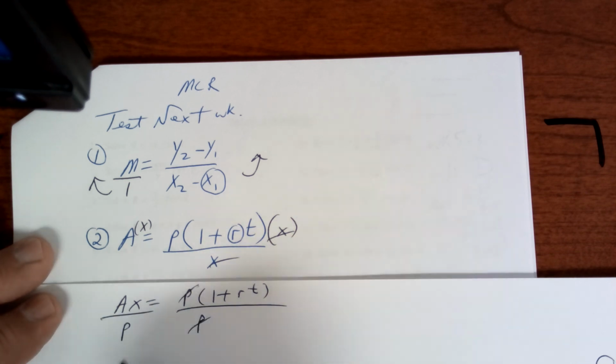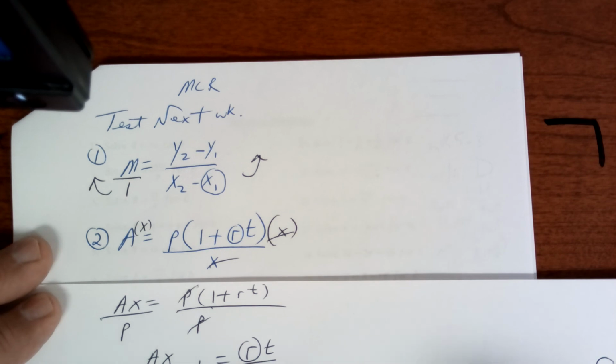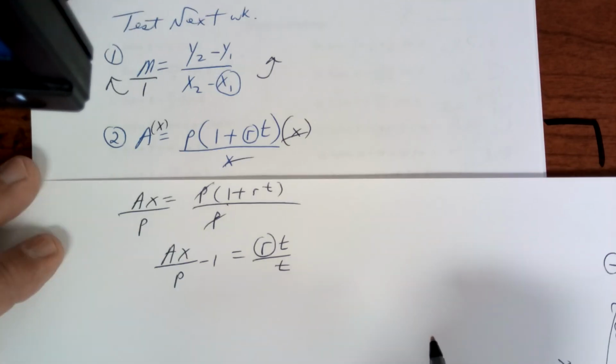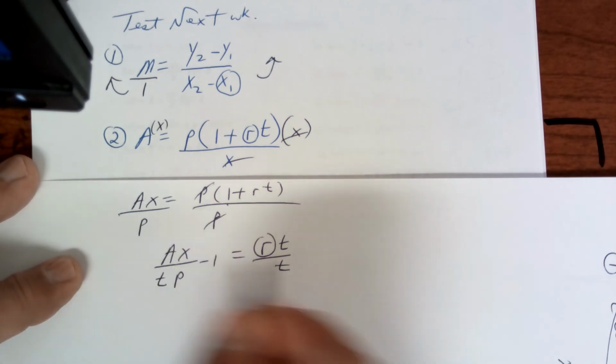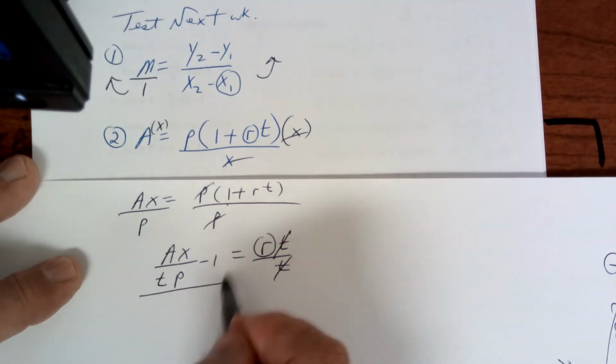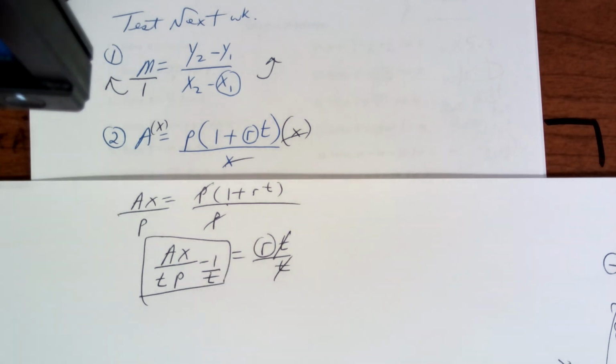So now you're going to subtract 1 from this side. So it's ax over p minus 1 equals r times t. And then all you got to do is divide by t. And when you divide by t, let me push this up a little bit. When you divide by t, you just put the t on the bottom here, and you're done. And that's the answer. And actually, no, you have to divide this one by t as well. Okay? There it is.